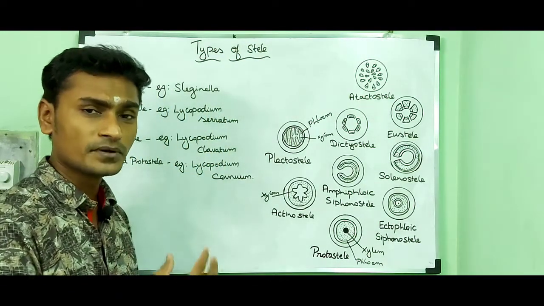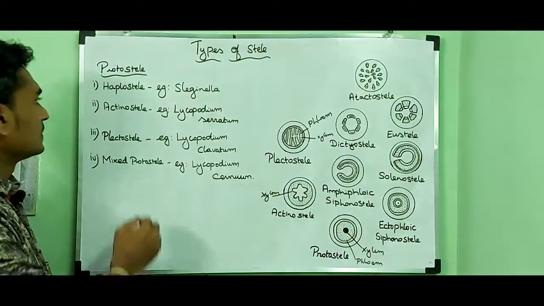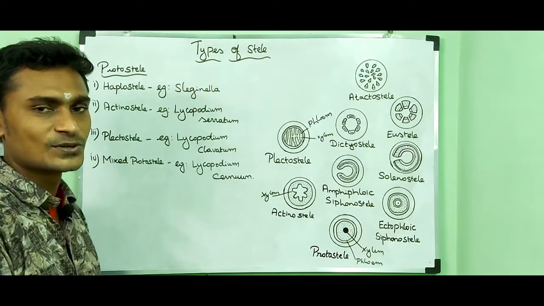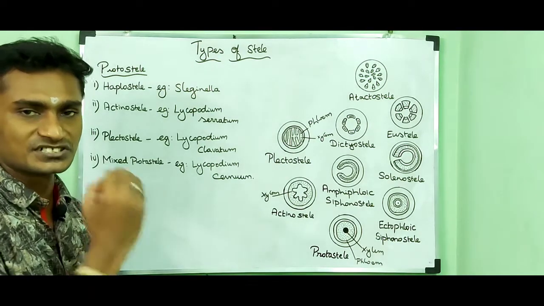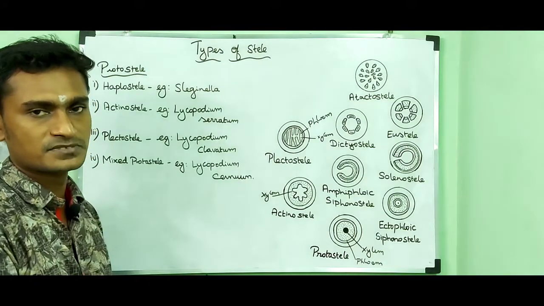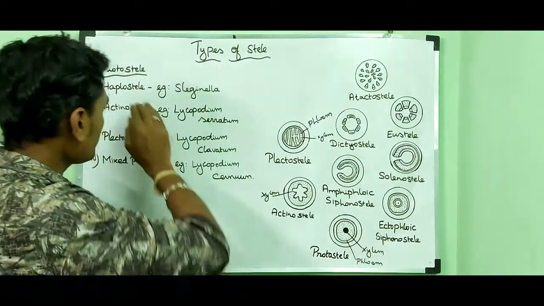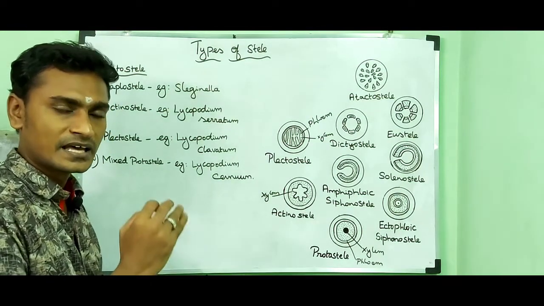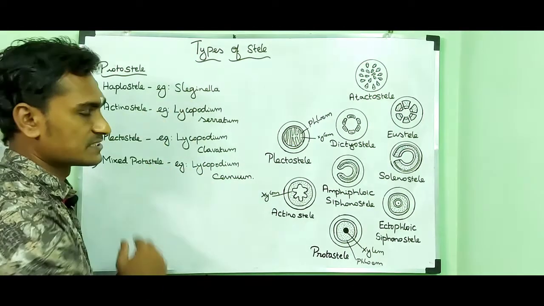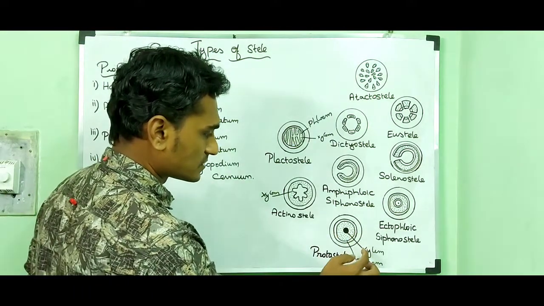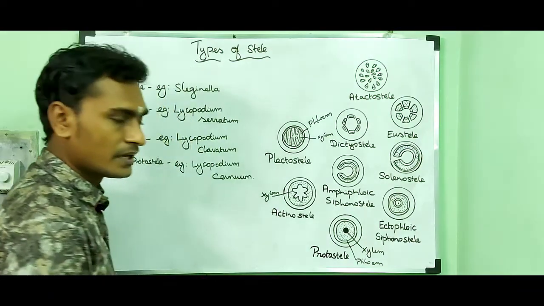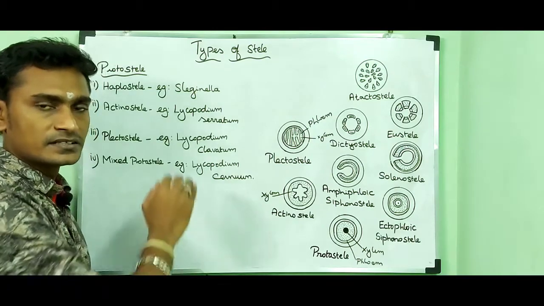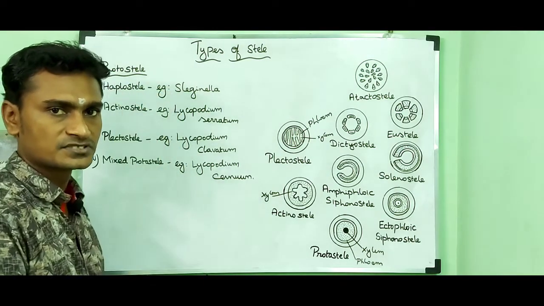Protosteel is the primitive type of steel. Then its type, haplosteel. Haplosteel is also a primitive type of steel which resembles protosteel. So haplosteel means the xylem is surrounded by the phloem. Example, Selaginella. It is also a primitive type of steel.